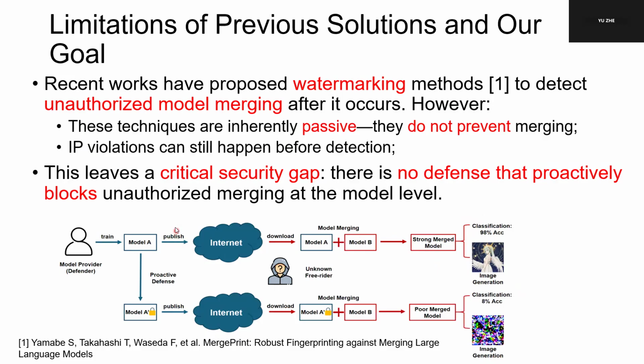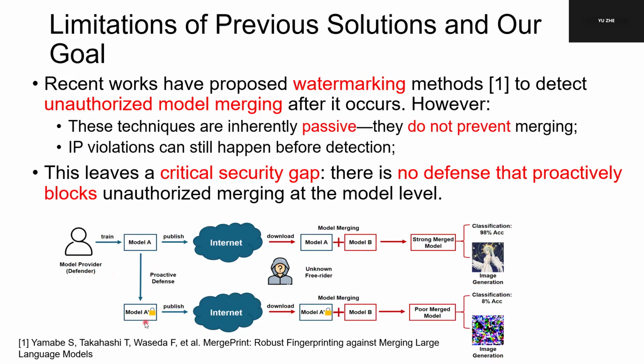And in this paper, we consider a proactive defense. Before publishing model A to the internet, the model provider can first use the proactive defense to transform model A to model A prime. Before merging, model A and model A prime actually have exactly the same performance. So publishing model A prime does not affect the purpose of the model provider, so that you can still show your model is good.